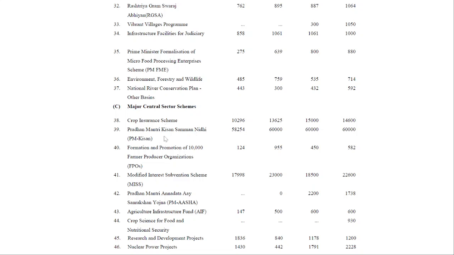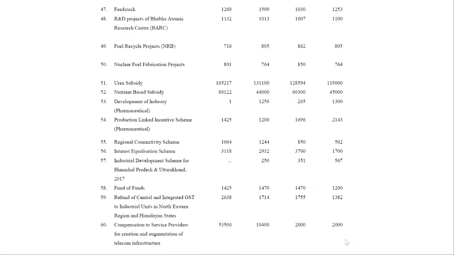Crop insurance scheme, PM Kisan, FPOs, interest subvention, PM Asha, Annadata Aay Sanrakshan Yojana, Agriculture Infrastructure Fund, 600 crores only. This interest subvention they are giving 22,000. So much money is being spent for giving back the interest. PM Kisan, 6,000 per year, right? That is 60,000 being spent. Nuclear power projects only 2,000. Research and development only 1,200. See, very little is being spent on research and development.